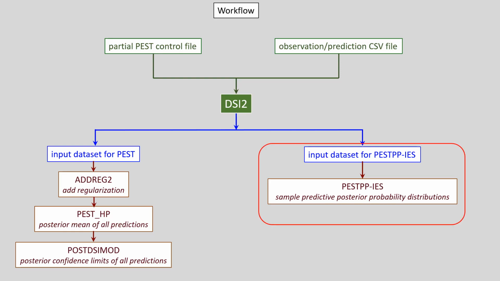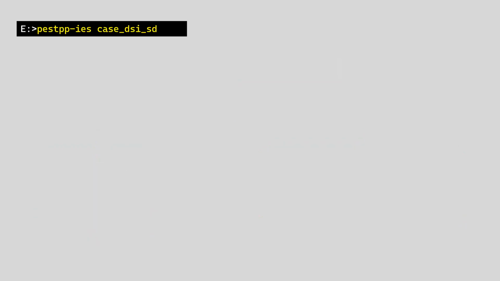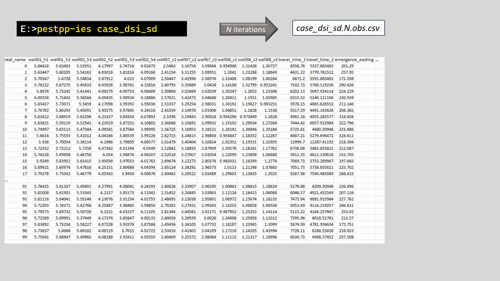Once DSI2 has done its job, we simply run PEST IES. After n iterations have elapsed, we can choose n. The information we want is provided in the .obs.csv file for that iteration as written by PEST IES. Here's an example of that file. The part of that file pertaining to model predictions is the one we're interested in.